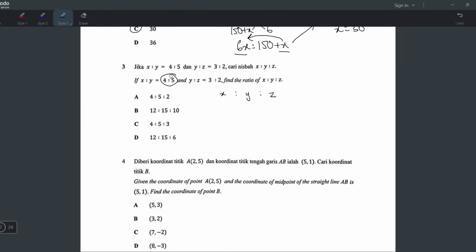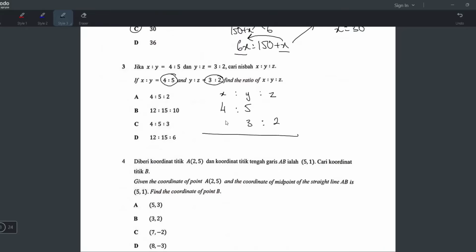And then the 4, 5 is for X ratio Y, so you can write it below the X and Y like that. And this 3, 2 is the ratio for Y and Z, so I will write it down here, 3, 2, like that. But if you want to combine these two into one ratio, right?